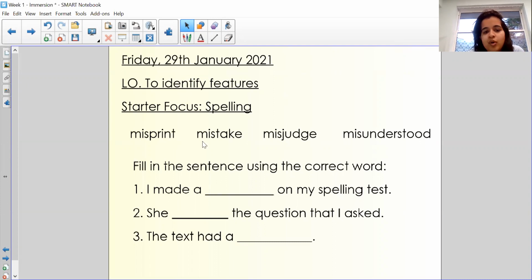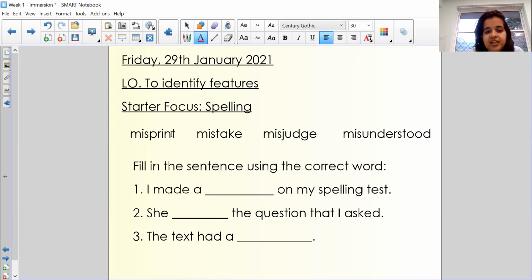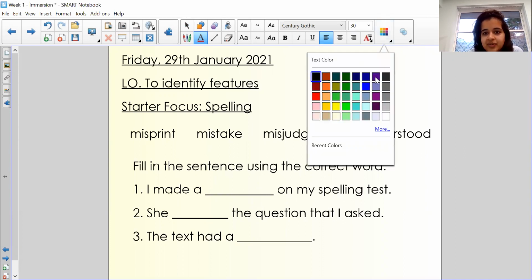I have put up 4 words that have the miss prefix on it, and you have to choose the correct word to fill in the following sentences. Okay, so which of these words would best fit these sentences? So take some time to do it while I change the color for my answer. I think I will go with blue today.